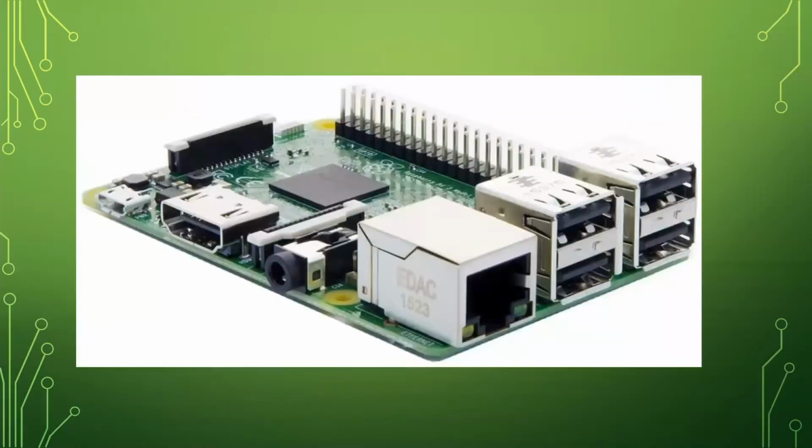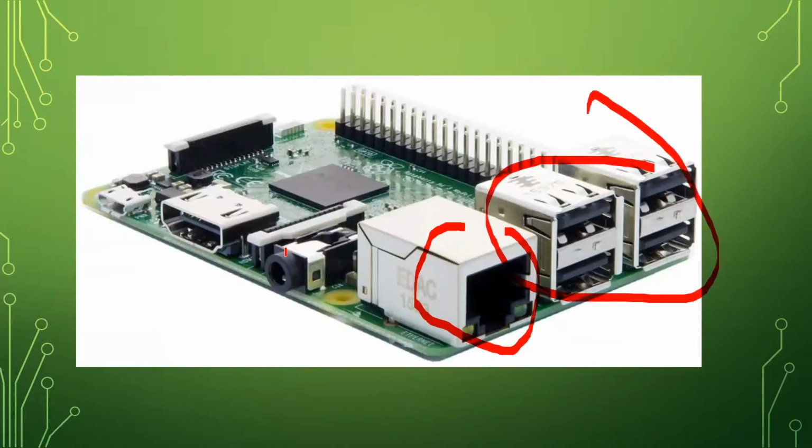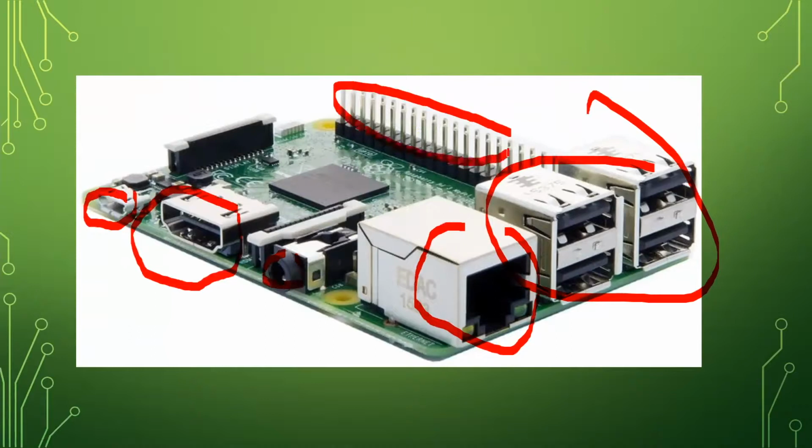Here's a 3/4 view picture of it, and you can see here's our Ethernet jack. Here are the 4 USB connectors. Here's the audio jack. Here is the HDMI port. This is the power connector. Here are the GPIO pins at the back. This, I believe, is the camera connector, and this is the display serial connector. This is the Broadcom chip.